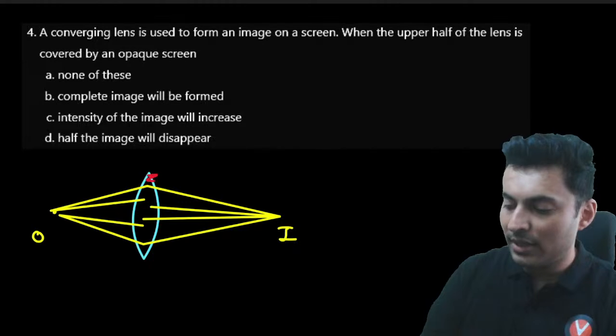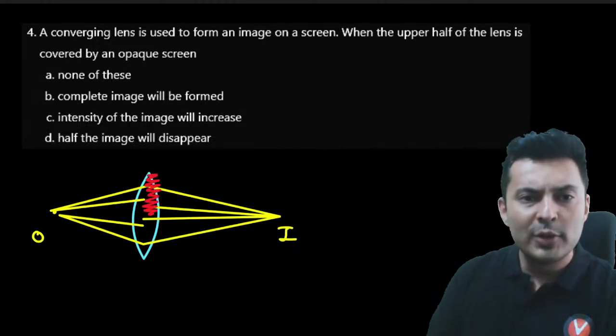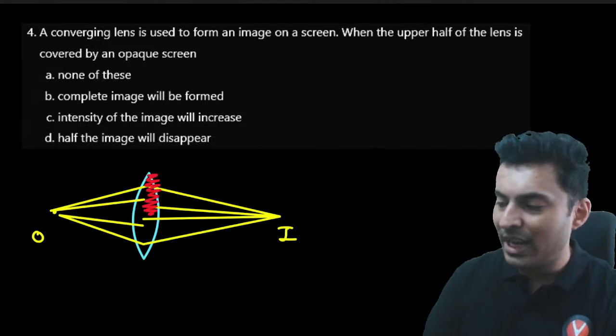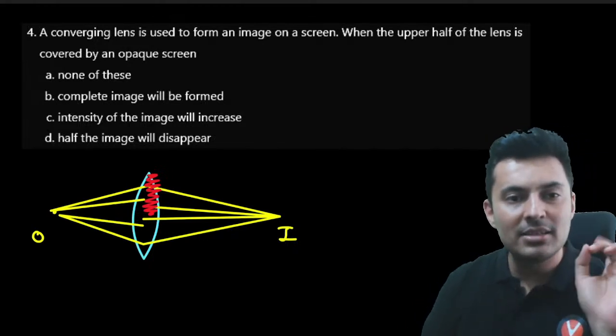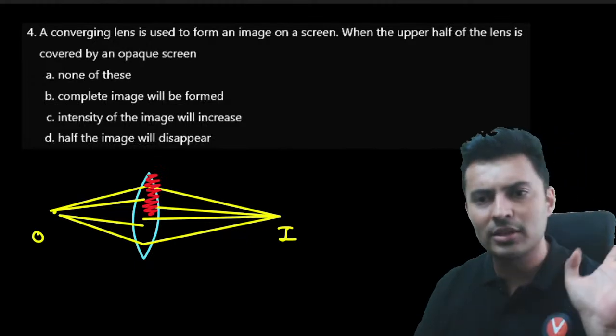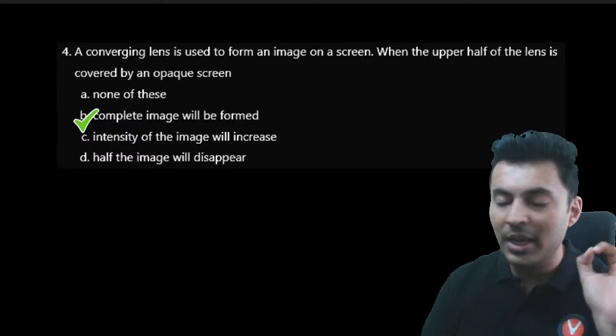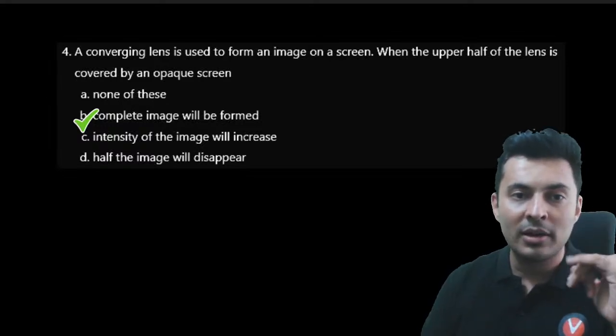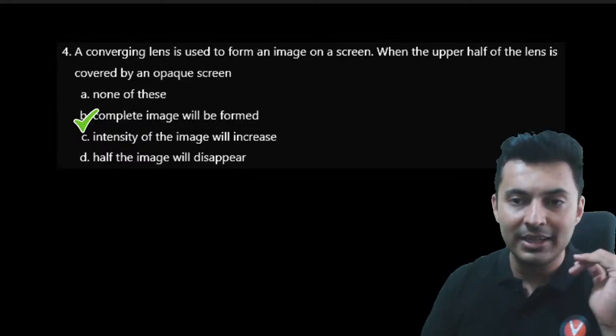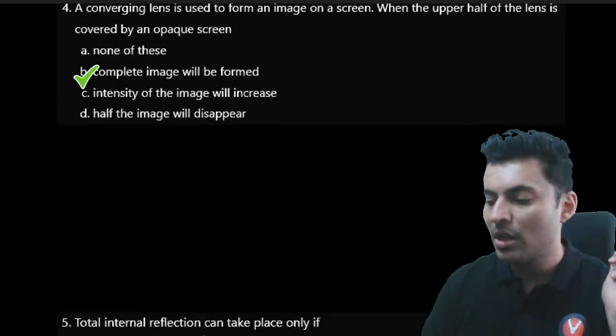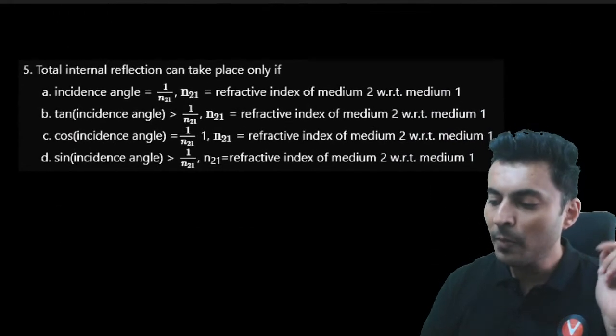So if you cover the upper half with some screen, fewer rays will reach. So what will happen? The intensity of the image will go down, that's all. Other than that, the image is still going to be formed because you just need two rays to form the image. Hence, the complete image will still be formed, but the image will not disappear, nor will the intensity increase; the intensity will decrease. So option B is the most appropriate option.